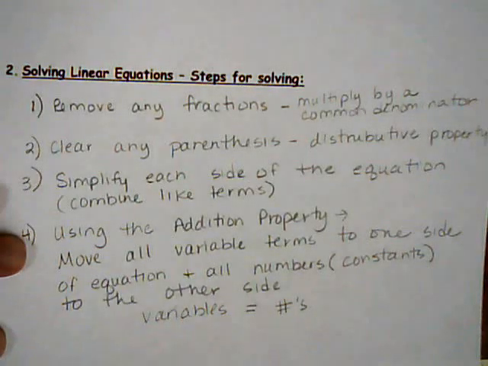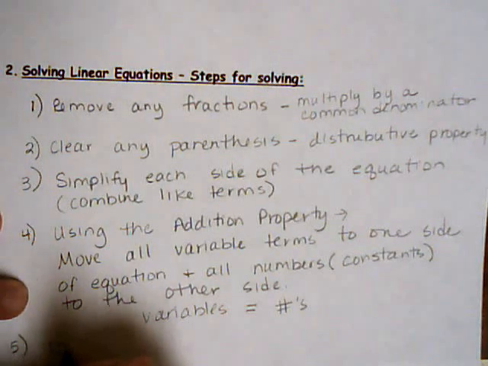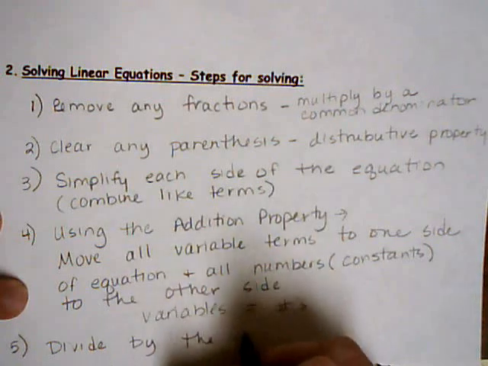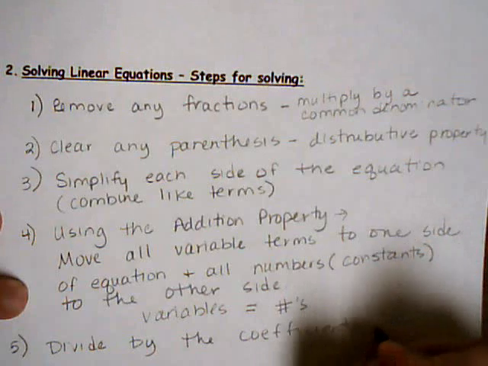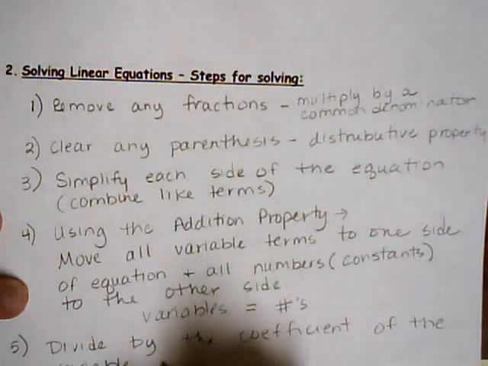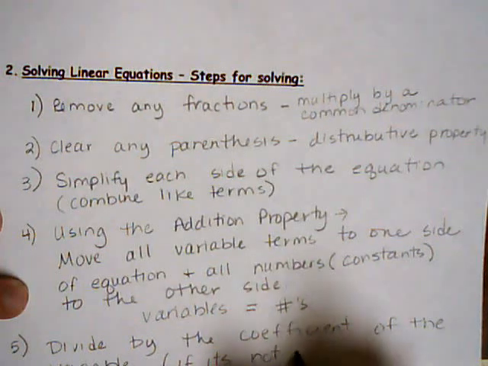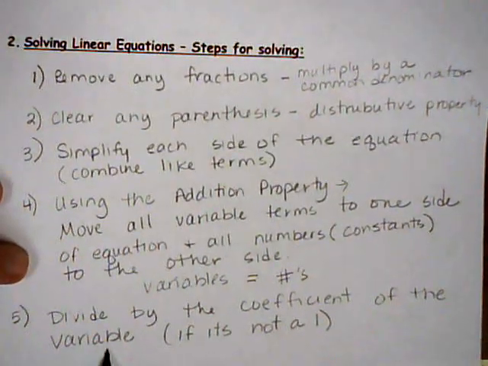Okay. Then step number 5 is going to be to divide by the coefficient of the variable if it's not a 1. Okay, divide by the coefficient of the variable if it's not a 1.